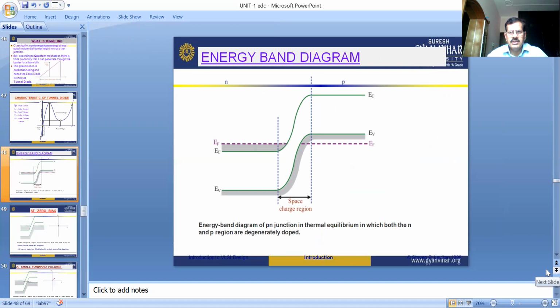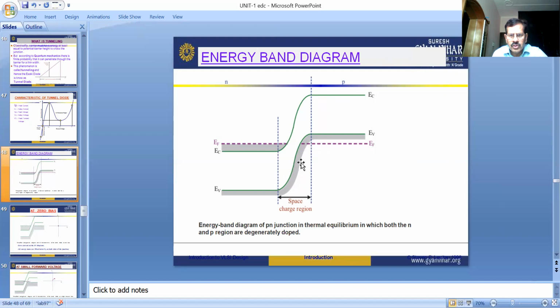Here this is the energy band diagram of a PN junction in thermal equilibrium, in which both N and P regions are degenerately doped. You see in this two energy levels, one is EC and second is EV. Here is the conduction band and here is the valence band. The difference between the conduction band and the valence band is called the forbidden energy gap or band gap energy.